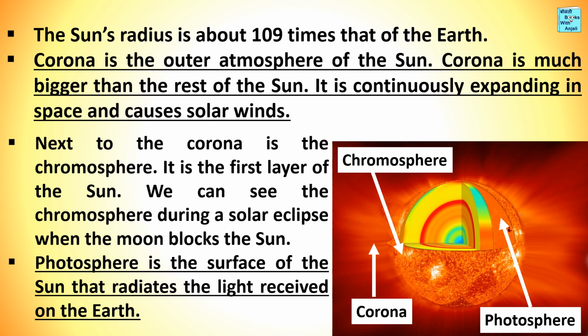Corona is the outer atmosphere of the sun. Corona is much bigger than the rest of the sun. It is continuously expanding in space and causes solar winds.